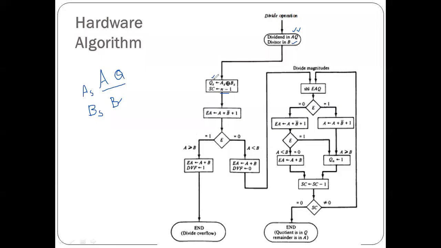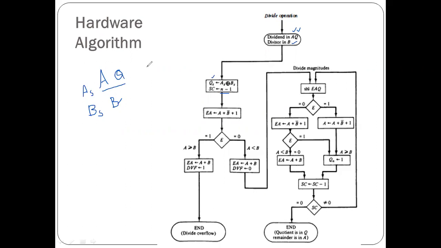So QS corresponds to the remainder. At the end, you will be having the quotient in Q, and the remainder in A, right? So QS corresponds to the sign of the quotient, which is AS XOR BS, the XOR operation of your signs.